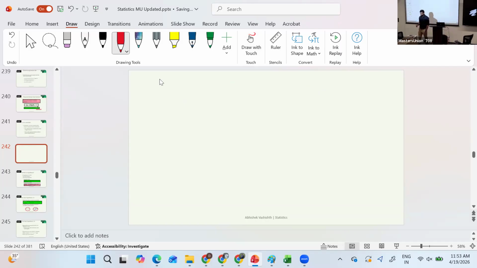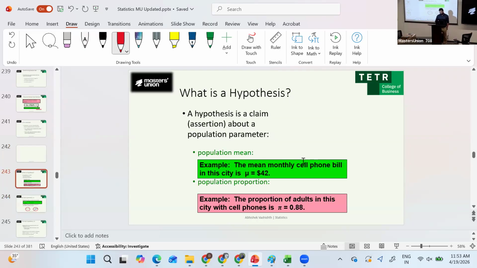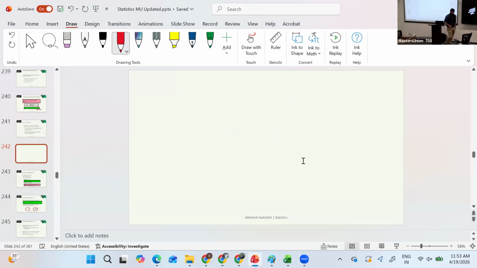There are two kinds of hypotheses that you have. One is null and the other one is alternate. The null hypothesis will always have an equal to sign, and the alternate hypothesis will never ever have an equal to sign. Did we formulate hypotheses in class? We did a few examples. Okay, let us do it now and see how we are doing.